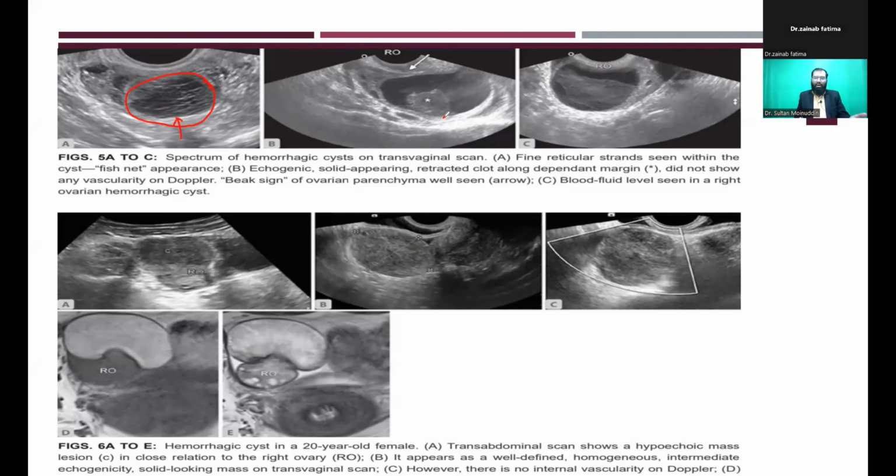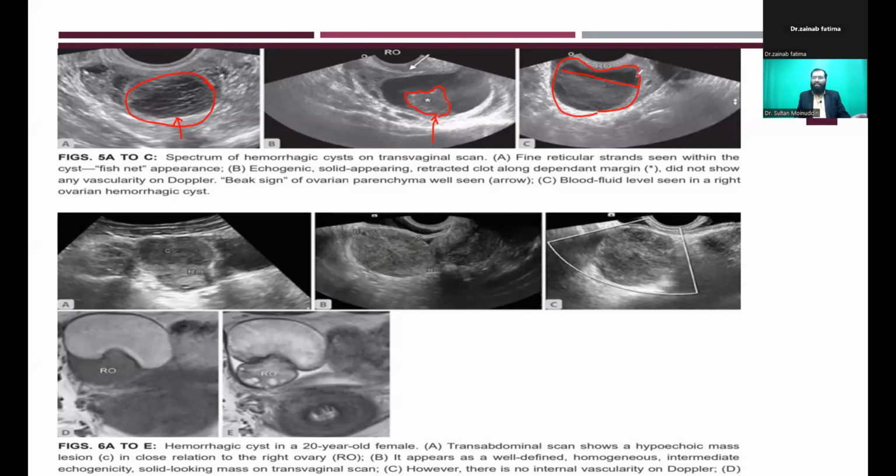Here, what is this sign? Are you able to see this? So this is a retractile clot sign in this cyst. Very good. So this is retractile clot sign. Good. Now, very good. So every audience is able to answer, and they are able to understand. That's great. Are you able to see this sign now?